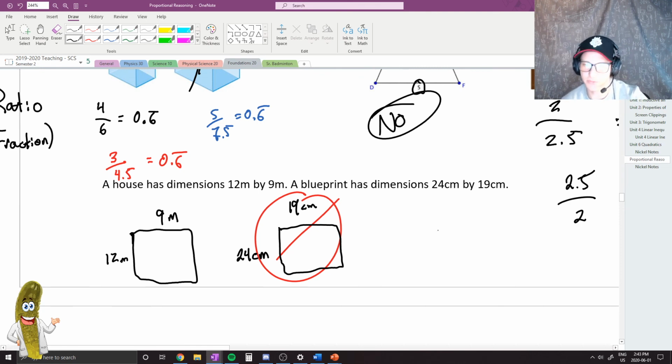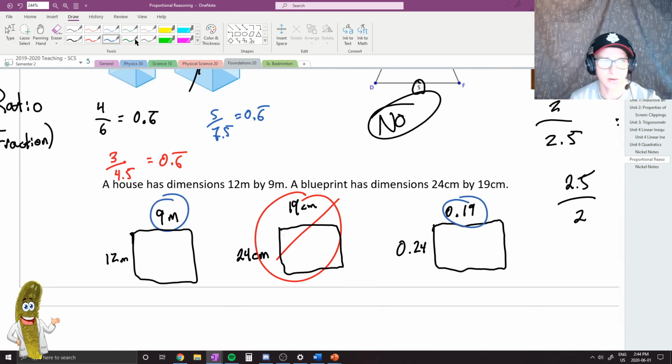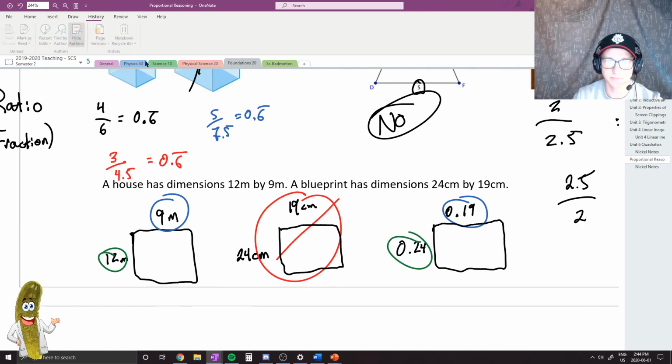So we'll look at two different examples. I am going to convert them to meters. And to do so, there are 100 centimeters in 1 meter. So I know that this would be 0.24 and this would be 0.19. And what I want to do then is take these two measurements here and these two measurements here and compare those and see if they are in fact identical.